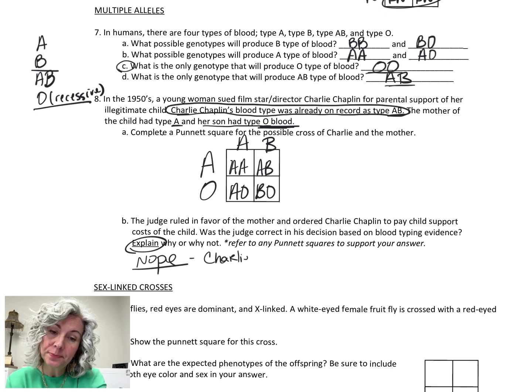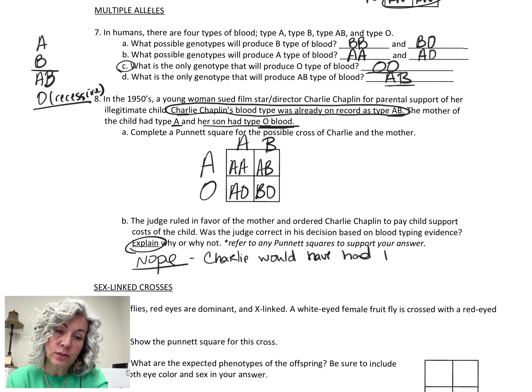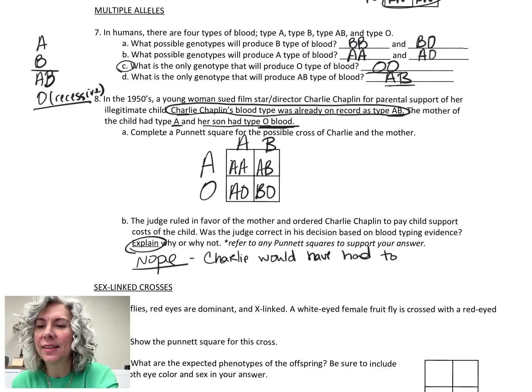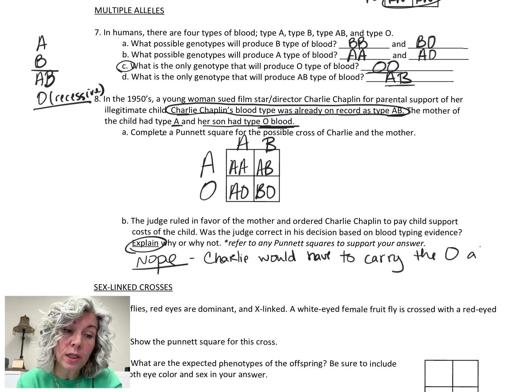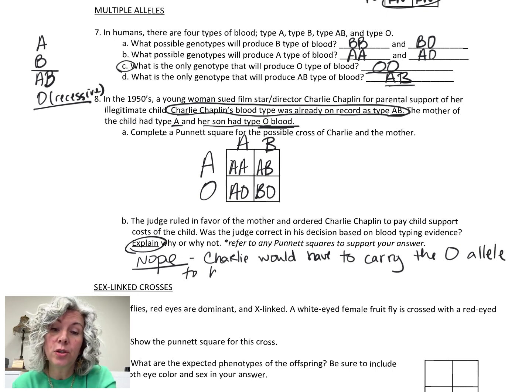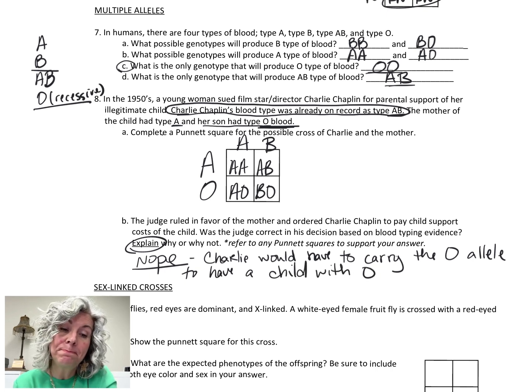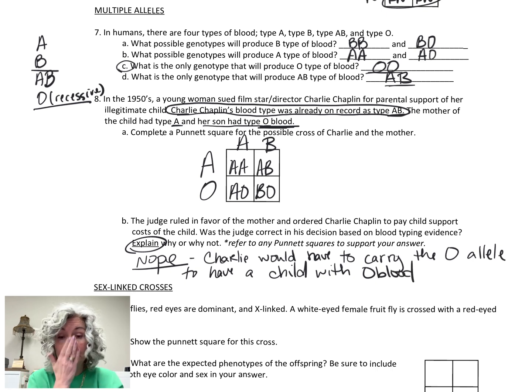Charlie would have to carry the O allele to have a child with O blood.